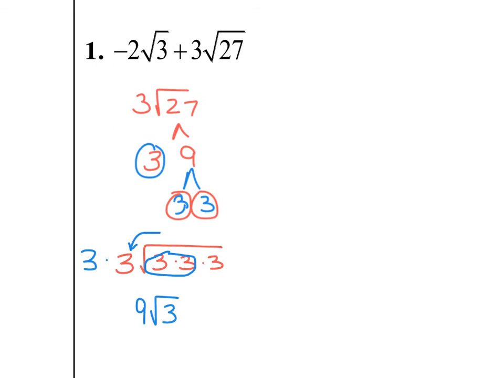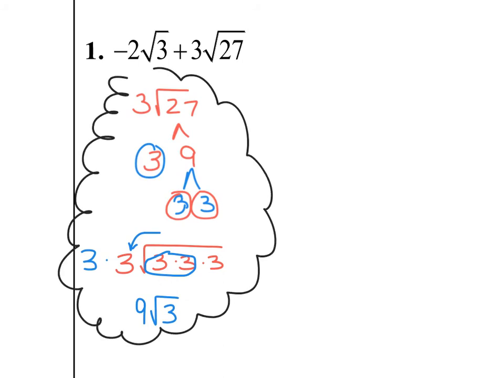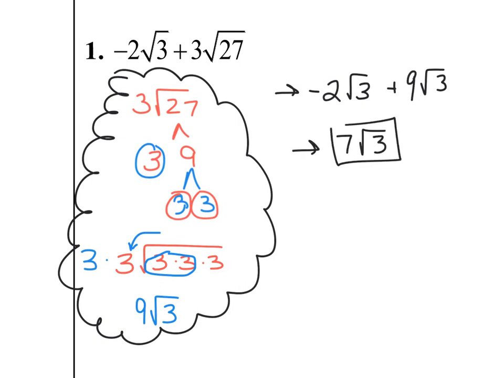What I like to do is call this my scratch work or my side work. I typically put a cloud around it to say, this isn't the problem, this is just helping me do the problem. And I now rewrite my expression. So I have negative 2 radical 3 plus, we said 3 radical 27 was 9 radical 3. I don't combine the inside radicals. That will always be a radical 3. So I have to ask myself, what's negative 2 plus 9? 7. So I get 7 radical 3 as my final answer.